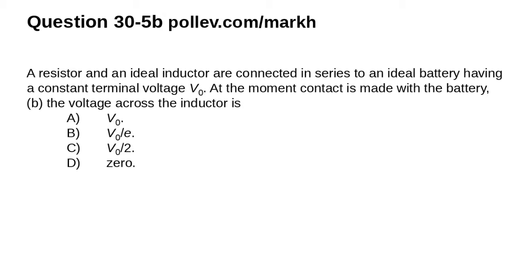So we'll go to another question then. A resistor and an ideal inductor are connected in series to an ideal battery having a constant terminal voltage V0. At the moment contact is made with the battery, the voltage across the inductor is what? V0, V0 over e, V0 over 2, or 0. Okay, so if you go to the Poll Everywhere site, I've activated that question.